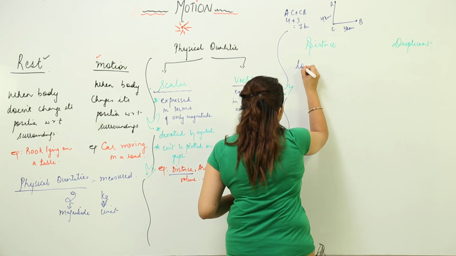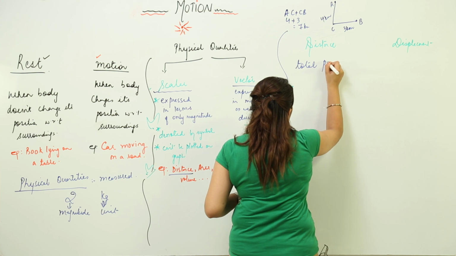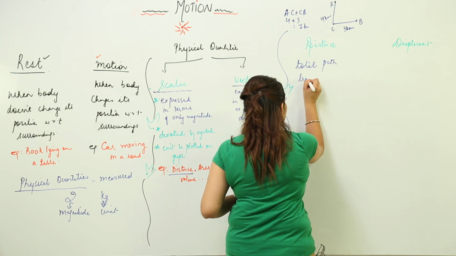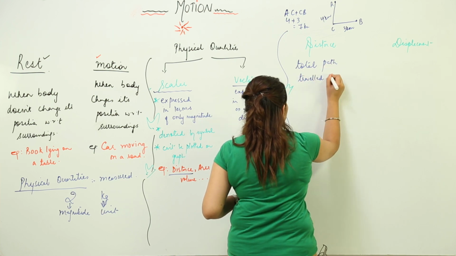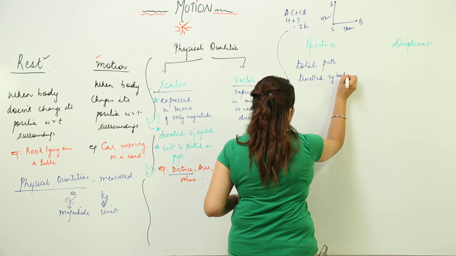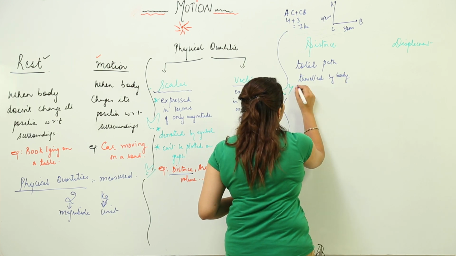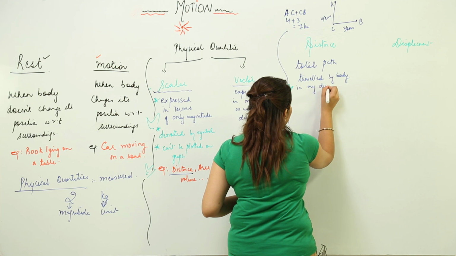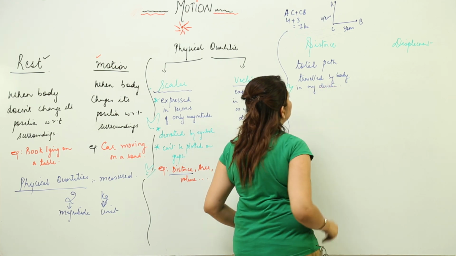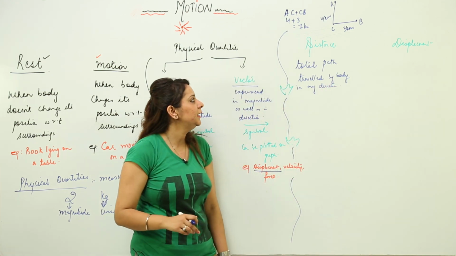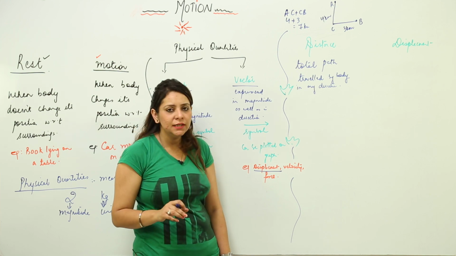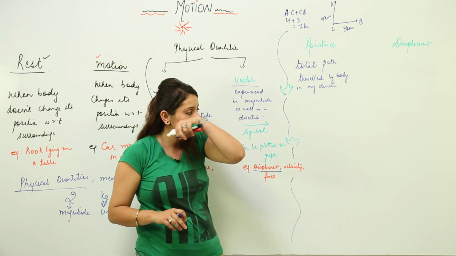So what is distance? Distance is the total path travelled by a body in any direction. Here the direction doesn't play a role. So the path actually travelled by the body is called the distance. So here the total distance is 7.